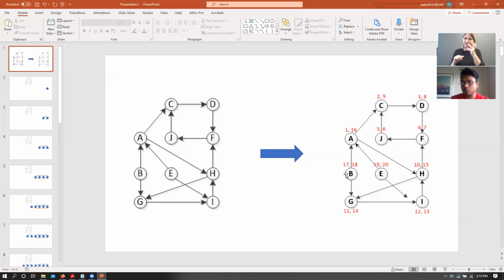Then it looks at node B that has a pre-visit of 17. Node B does not point to any new vertex. So node B gets a post visit number of 18. Similarly, E gets a pre-visit and post visit number of 19 and 20.